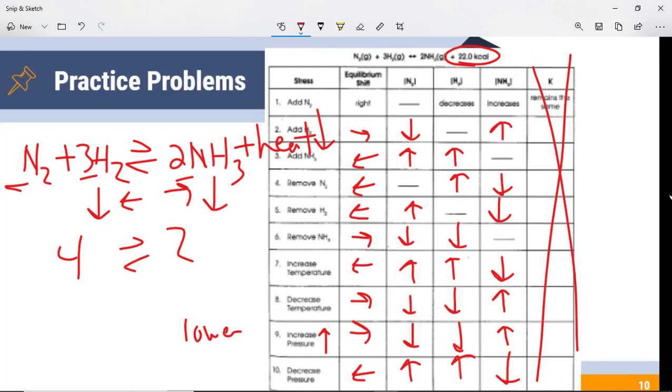Okay. So again, it's just about finding those trends and understanding that when we lose something, when we gain something, it's all about trying to get things back into balance. And that's going to tell you which direction equilibrium is going to shift as a result. All right, let's move on.